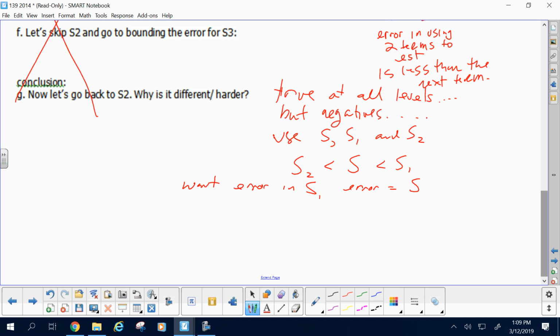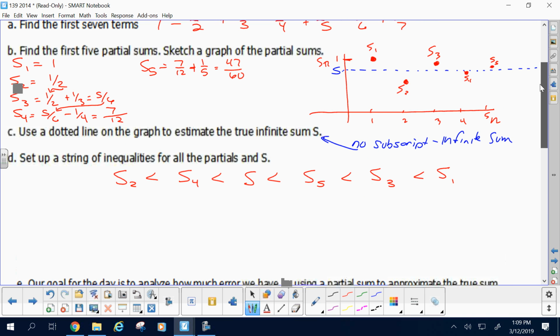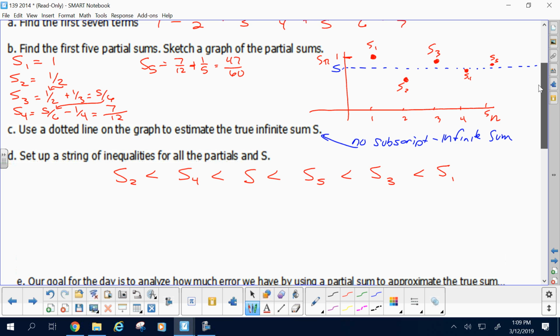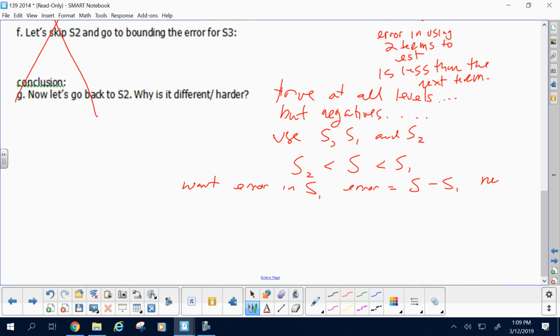It's the difference between the true infinite sum and S1, right? Are you with me? Okay. The problem with that, though, is that going to be positive or negative? S minus S1 is going to be negative. Now that's a problem. That's negative because S1 is greater, right?